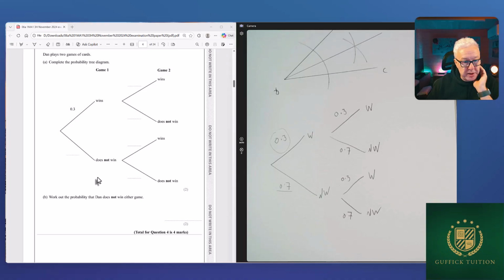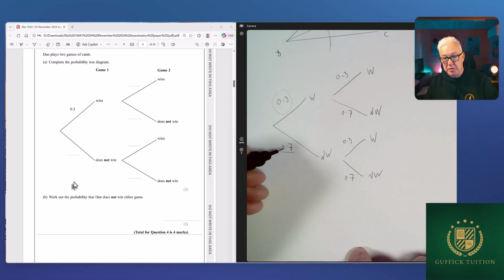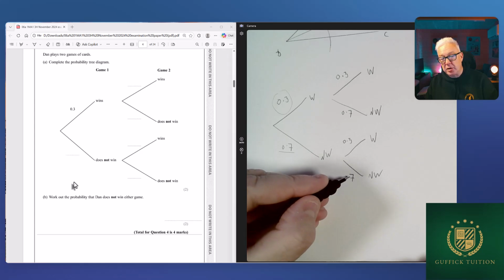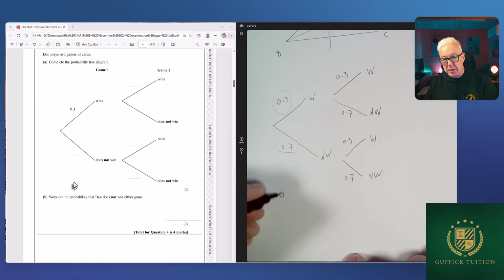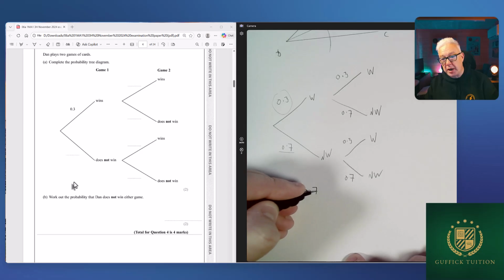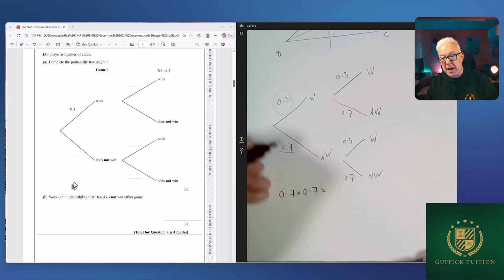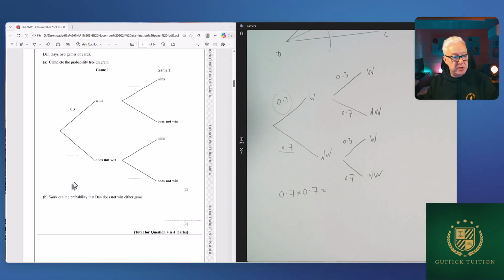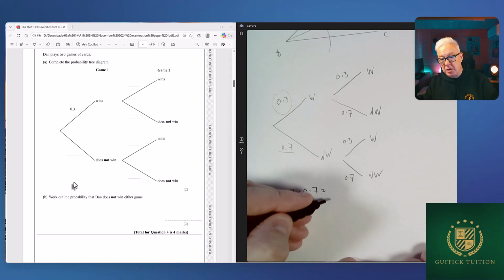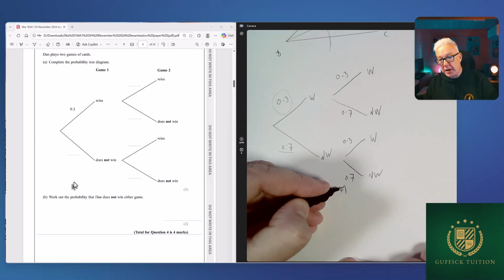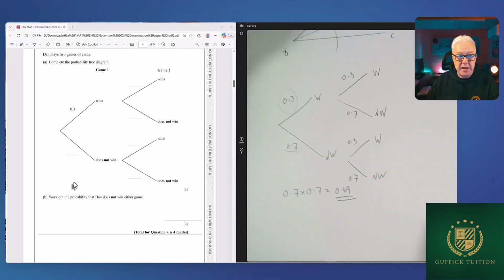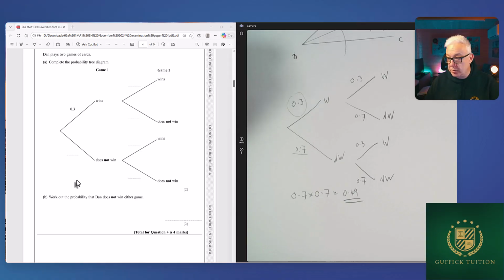Work out the probability that Dan does not win either game. So that means he has to lose this game and lose this game. And in probability, when you're thinking of that word and, you multiply. So lose and lose is 0.7 times 0.7, which is 0.49. So that's the probability that Dan loses and loses, or you could say does not win and does not win.